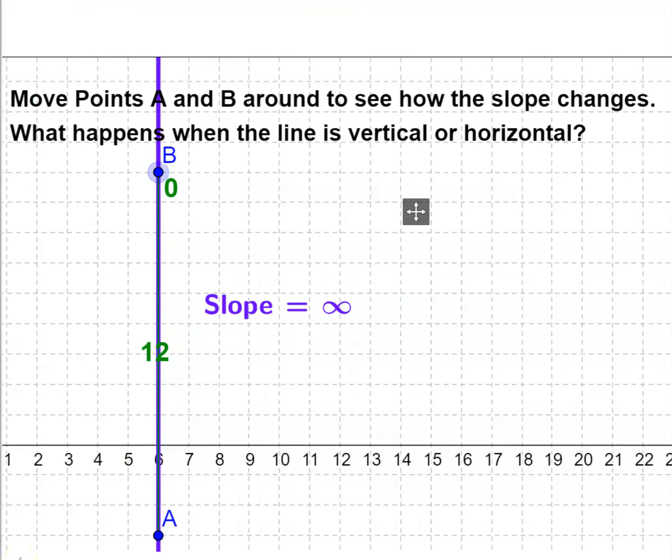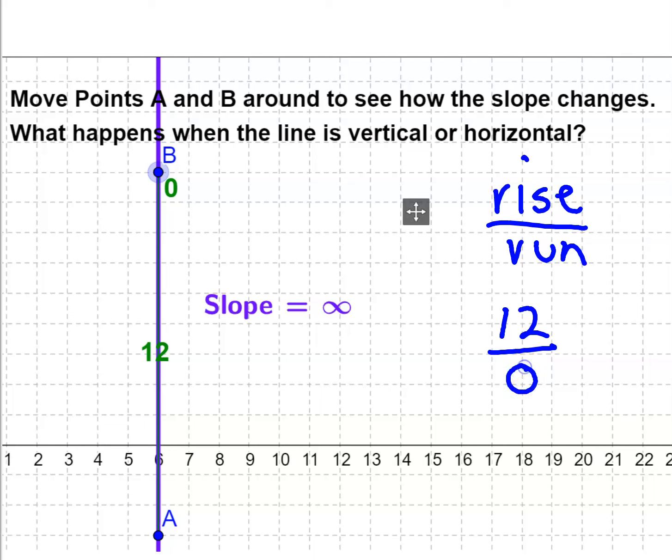Okay, so here it is copied over on the screen where I can write on it. And what I want you to notice is this. Again, we call the slope the rise divided by the run. Okay. In this case, notice from point A up to point B, the rise was 12. Okay. What was the run? Well, it didn't go left or right at all. It just went straight up. So the run would be 0.